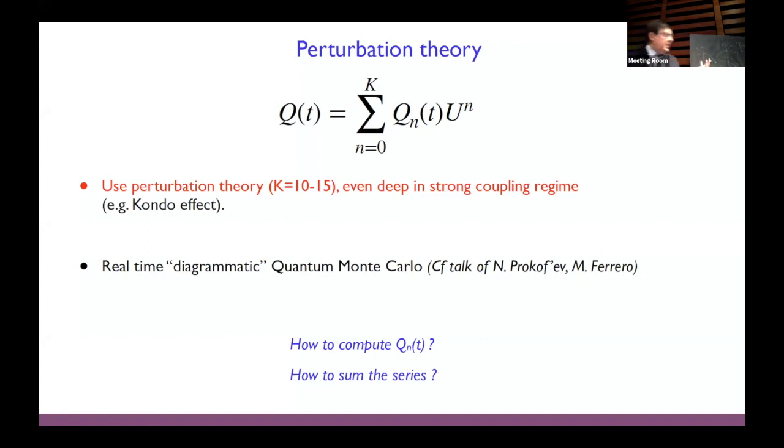So this is a real-time, Schwinger-Keldysh version of diagrammatic Monte Carlo, which has been explained before. There are two questions which you need to address. How do you compute this Q_n? And then what do you do with the series? I will take one slide for each of these questions, just to give you the main idea. Then I will show you results and things that you can actually measure.